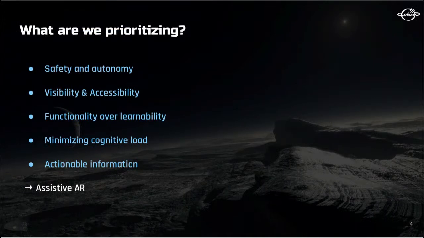Another thing we're focusing on is visibility and accessibility. Another big thing is also minimizing cognitive load. And all of these principles point towards an assistive design. We want to make sure that the primary interaction is what the astronaut is doing in the field, collecting samples. We don't want them to be super distracted by the panels that are opening up. So we want to make sure that AR and everything that we're doing is secondary to whatever their main task is.